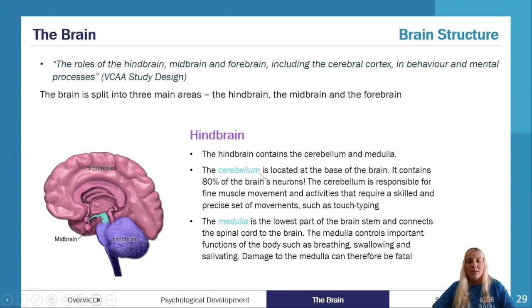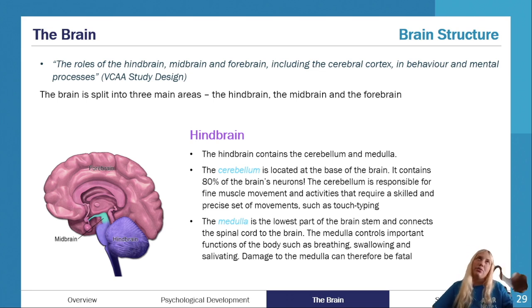The cerebellum is located at the base of the brain, so it goes all the way to the bottom of the brain. It contains 80% of the brain's neurons, a huge number. It's responsible for fine muscle movement and activities that require a skilled and precise set of movements, such as touch typing.